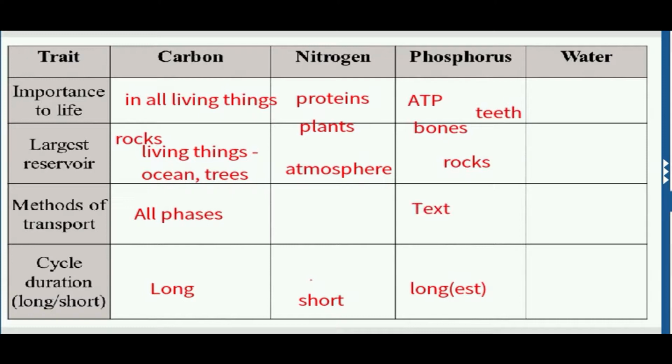And it transports through erosion, which I guess nitrogen can be transported through erosion too, so we could write that if we wanted. And producers.